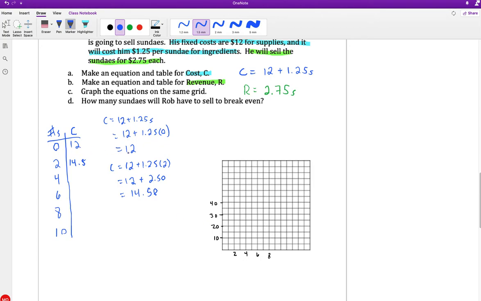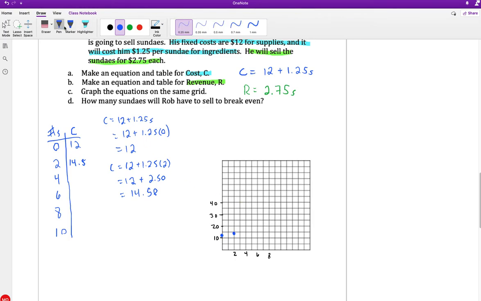So our first point is 0, 12. So 0, 12 is going to be about there. Our second point is 2, 14.5. So 2, 14.5 is going to be about as close as you can get, maybe there.